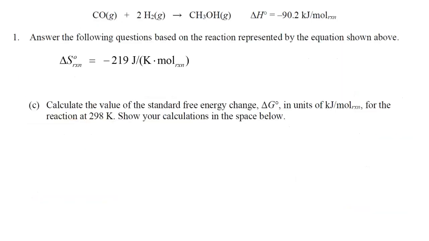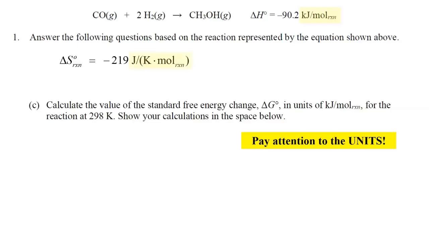A common mistake that students make on the AP Chemistry exam is that when they use the Gibbs free energy equation, they don't pay attention to the units. So I'm encouraging you to pay attention to the units, and what I mean is, let's take a look at the units of delta H. So as you can see, the units of delta H are kilojoules per mole of reaction. Now take a look at the units for delta S. Now the units for delta S are actually joules per Kelvin mole of reaction.